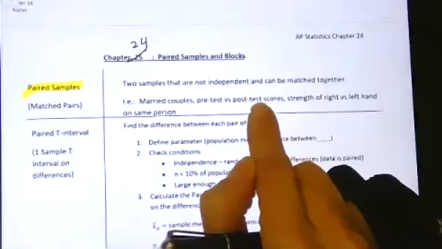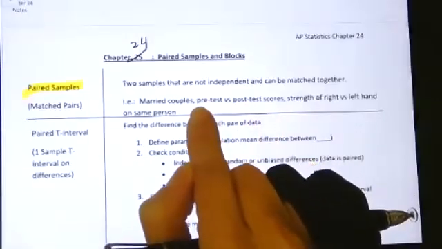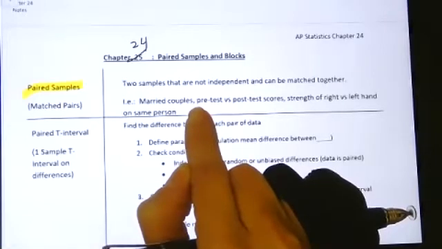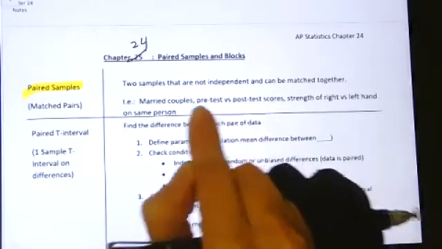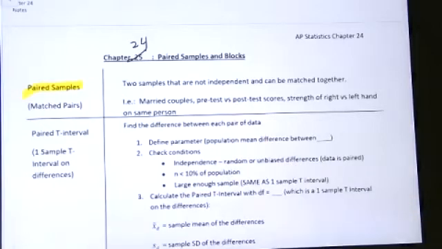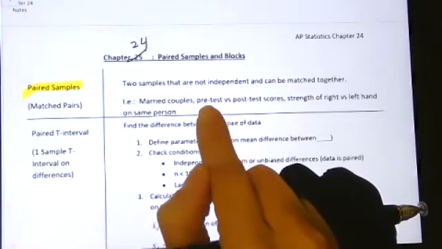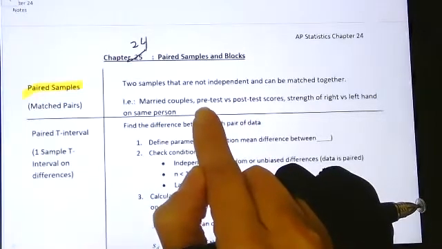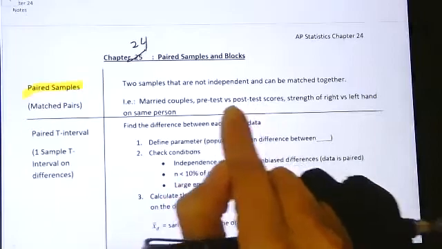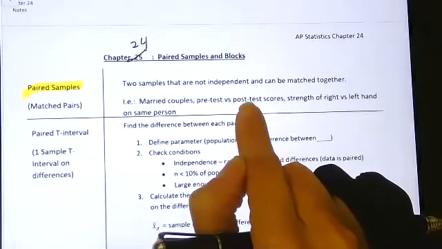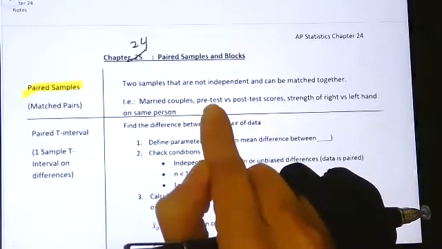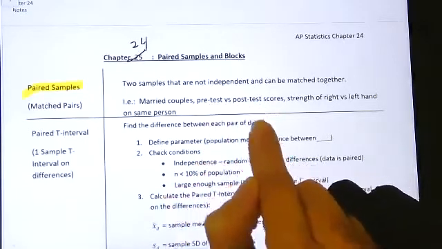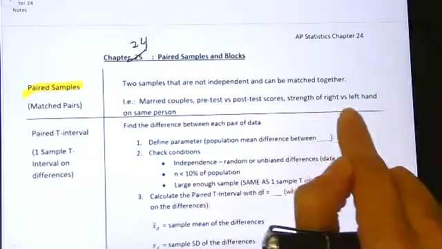Pre-test, post-test. If you take a pre-test on a topic and then you are instructed on that topic and then you take a post-test, those scores are related because it's the same person. Okay, if the person is someone who had some knowledge ahead of time, these two are going to be connected versus someone who had no knowledge ahead of time. So those are not independent.